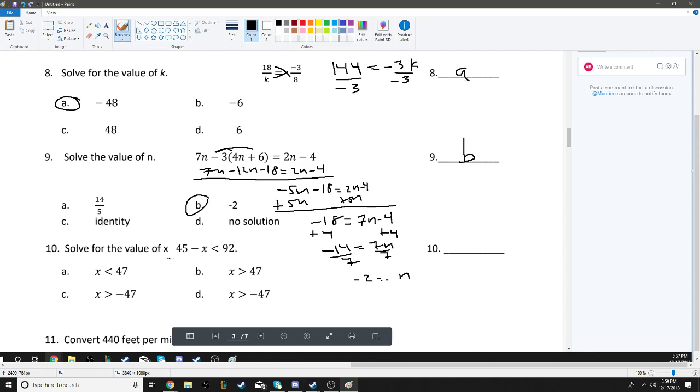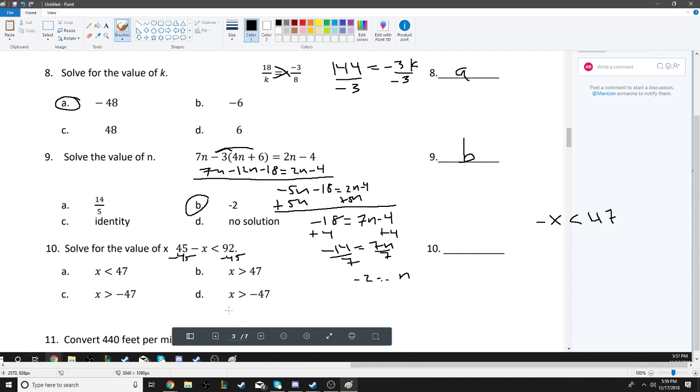For 10, again, you want to get x by itself, so subtract 45 from both sides. So in this problem, I'm going to move over here. We have negative x is less than, and that looks like it would be 47. Okay. Now, I don't want x, I don't want negative x.